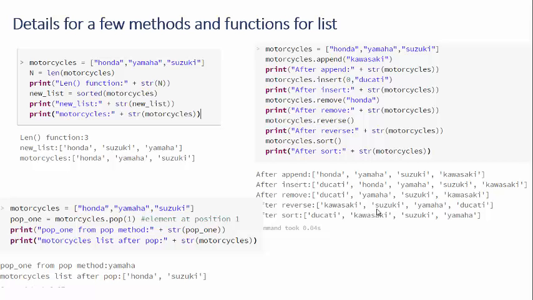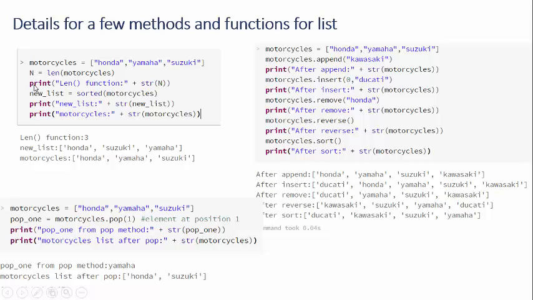In addition to methods, we can also apply a few different kinds of functions to the list. One function is length, which tells how many elements are in a particular list. So now we define motorcycles again as three elements: Honda, Yamaha, and Suzuki. We use the len function to return the length of the motorcycles list. We know that it's going to be 3, and here I assign that number to a variable called n.